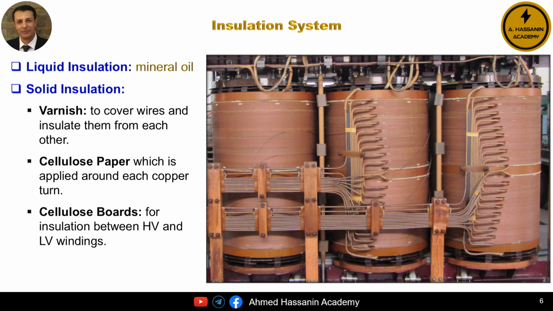Therefore, we must know that the insulation system inside the transformer is divided into two types: liquid insulation and solid insulation. As we already mentioned, the liquid insulation is the mineral insulating oil. But the solid insulation includes, for example, varnish for covering and insulating the wires from each other. Also, cellulosic paper, which is used around each copper turn as an additional insulator, and also cellulose boards, which are used for insulation between the high voltage windings and the low voltage windings.